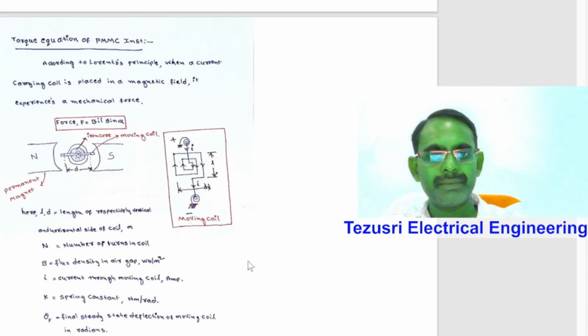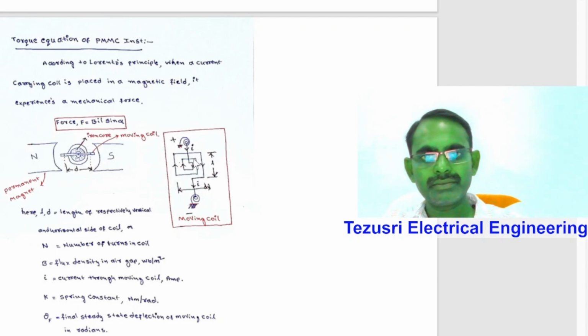and alpha is the angle between the direction of the magnetic field and the moving coil. That was shown here. This is the north pole and south pole and the moving coil. The length of the moving coil is like this. This is the moving coil, on which the number of turns are wound. The current is passing through the moving coil and the springs.